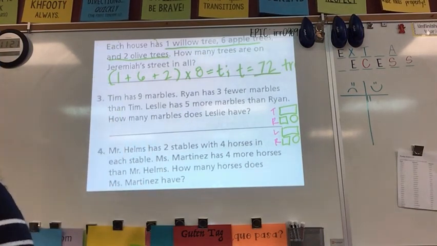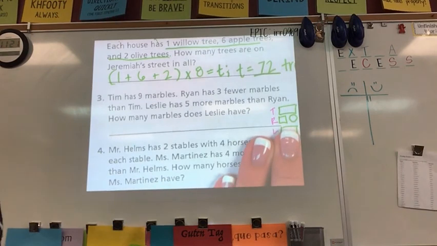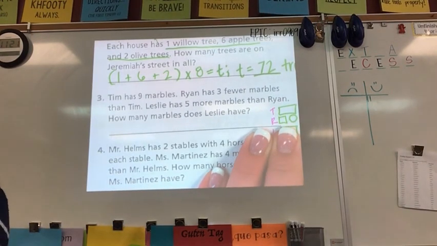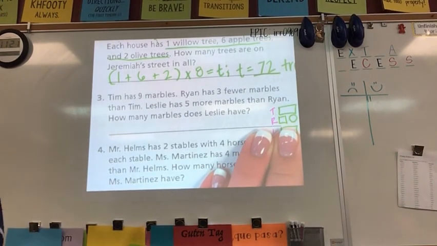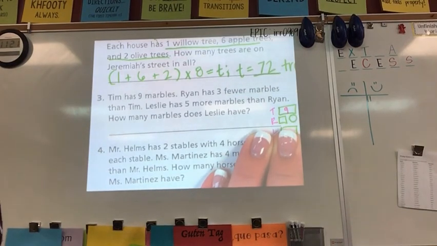But let's go ahead and check in here. You guys can help fill out this equation. If Tim has 9 marbles and Ryan has 3 fewer than Tim, what can I plug into this top comparison bar? River? For the top, you can plug in 9. Okay. And for the box, you can plug in 3. Does Ryan have 3 marbles? No. In the circle, there's 3 fewer. So I'll put that in the circle.